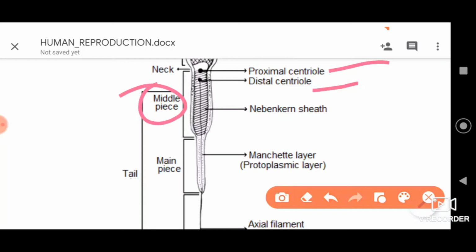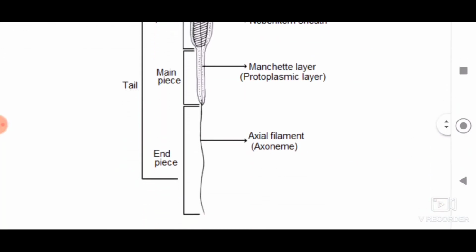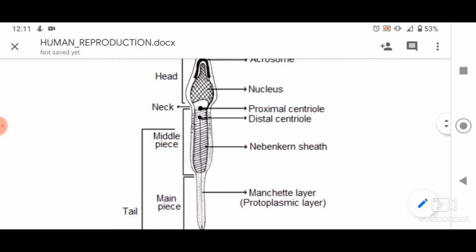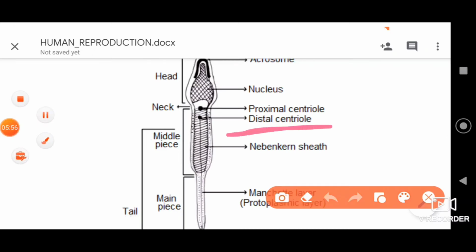And furthermore we have the distal centriole. The distal centriole is important for the formation of the axial filament, the slender stalk which you can observe here. So this is the axial filament, or axoneme, as you can also refer to it. So we need the distal centriole, dear friends. These are the two important centrioles which are a part of the middle piece.